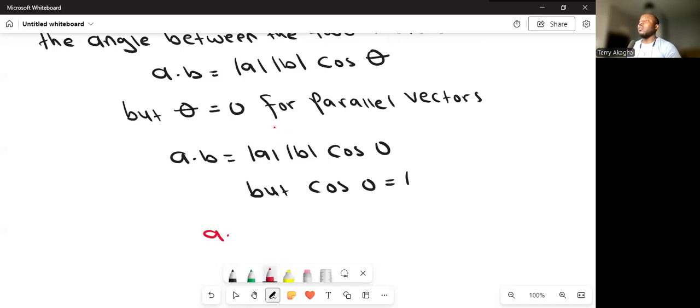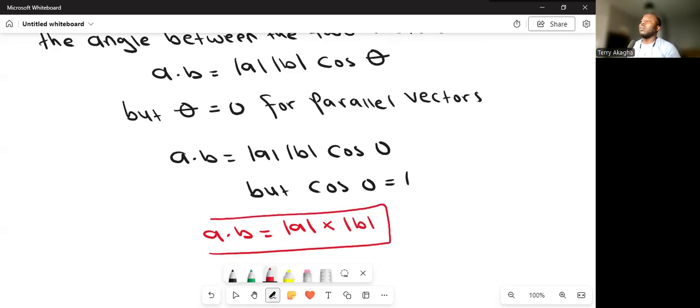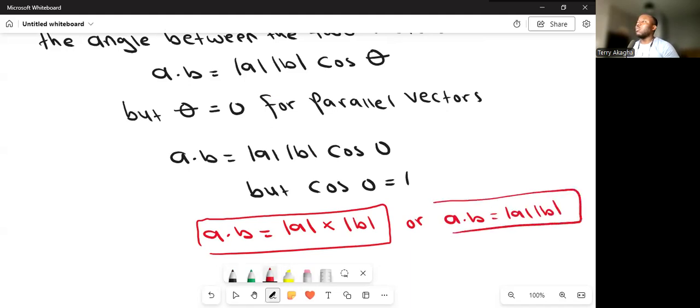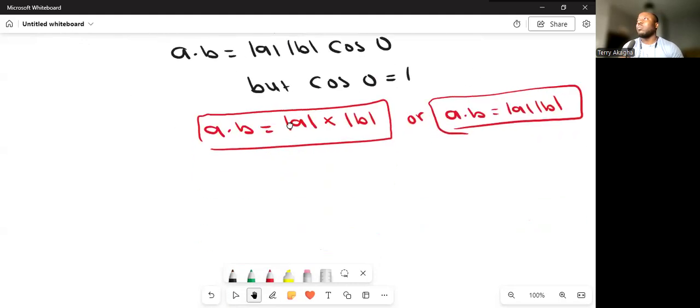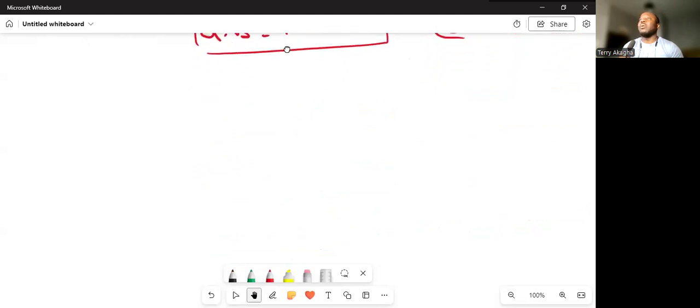So therefore, A dot B is going to be the magnitude of A multiplied by the magnitude of B. Or you can just say A dot B is equal to the magnitude of A, the magnitude of B. If you want to write it like this, it's the same thing. All right, and that is that. Okay, so let's pick some examples here.